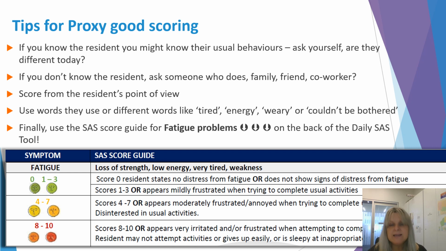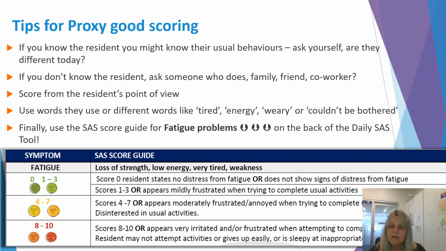If the resident is unable to tell you themselves their level of distress in relation to fatigue, you can rate it for them by proxy scoring. Proxy scoring means that a person rates the distress level on behalf of the resident. If the resident can't tell you, then you are able to score this by proxy by putting down the score that you think most accurately describes how the resident would be feeling.